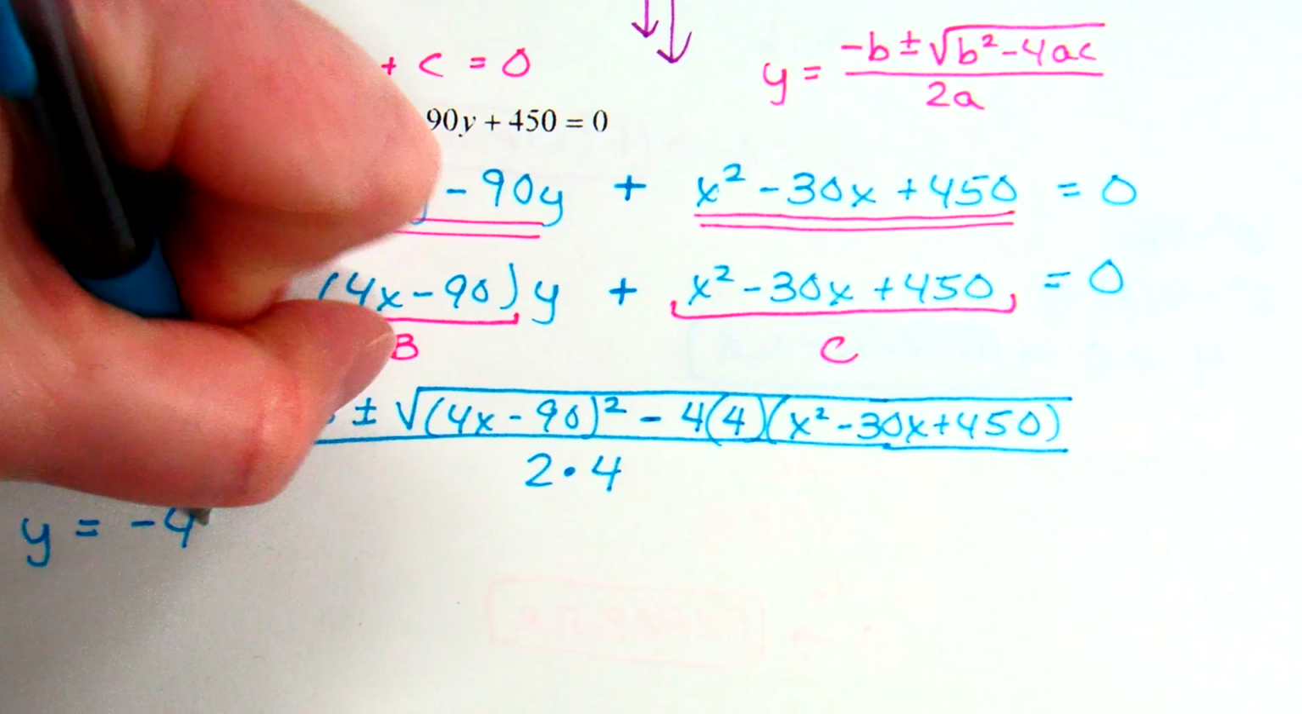$8,100 minus 7,200 is 900, all over 8. This is a good point that, okay, if you want to stop here and graph here, I can go for that.